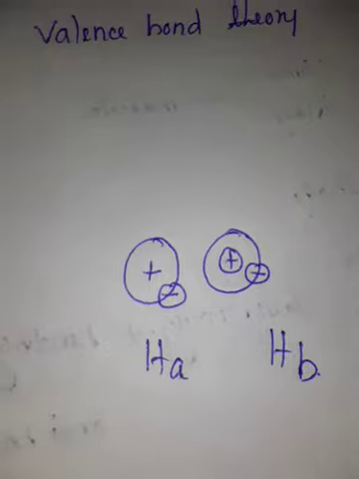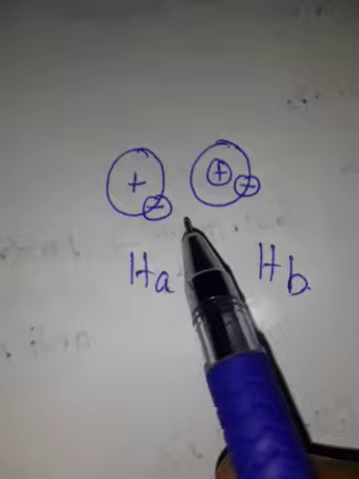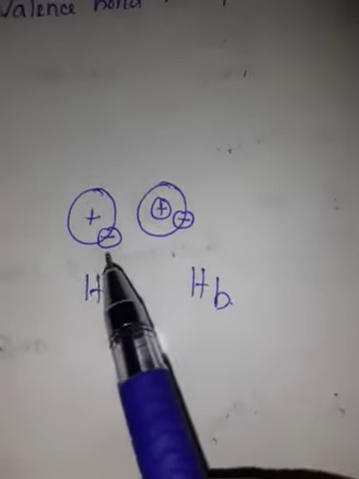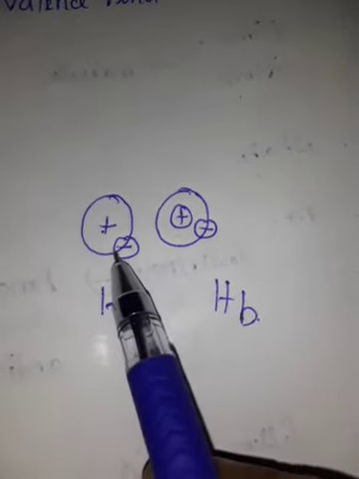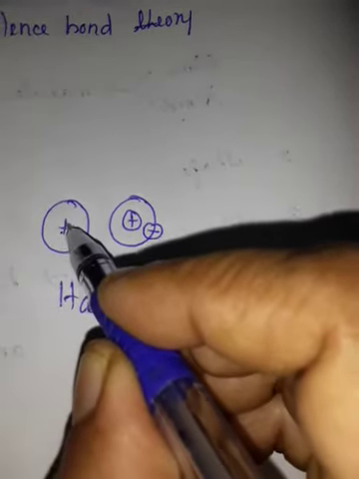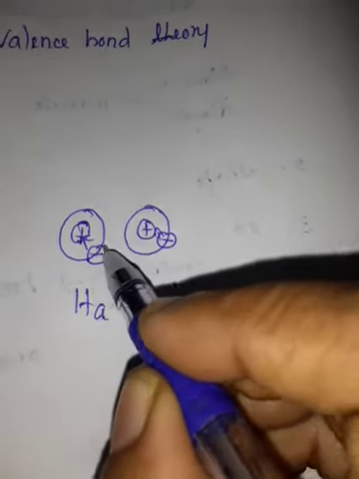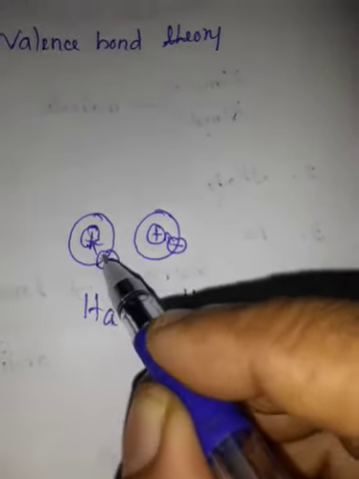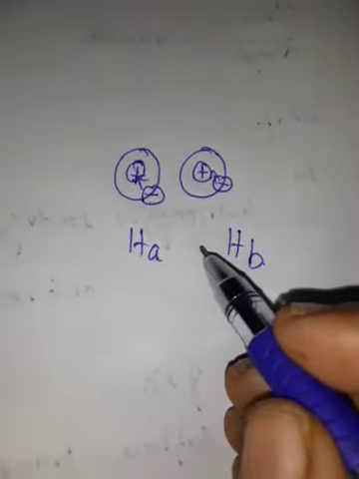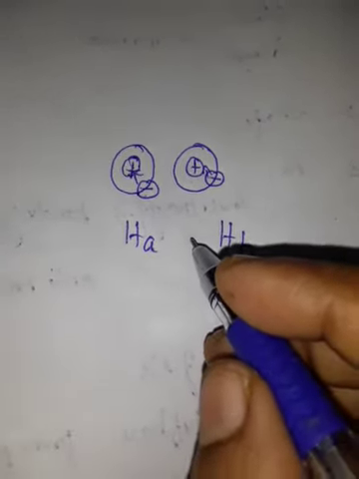Secondly, now if these two atoms approach each other, electrostatic attractive force between the nucleus and the electrons takes place. This is the nucleus, this is the electron. So electrostatic force exists between the nucleus and the electrons. Apart from this, some new forces also appear. Now we are going to see that.